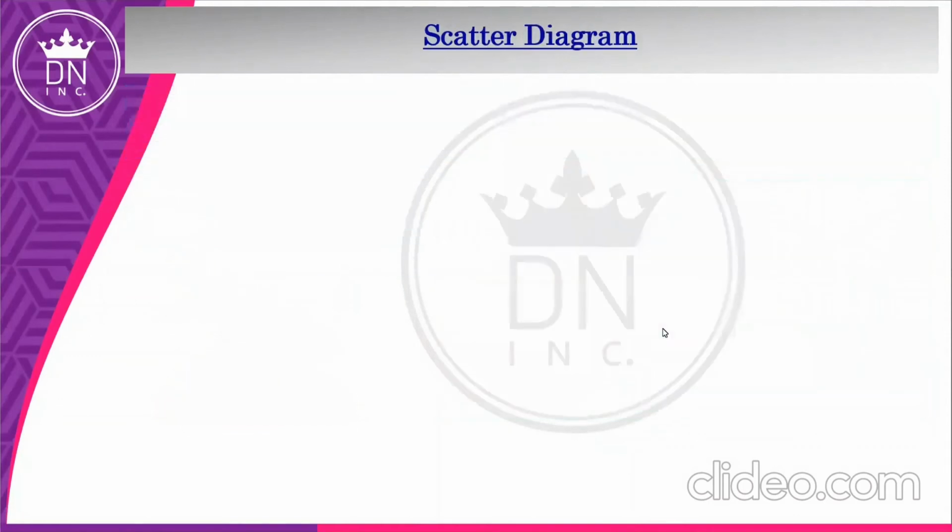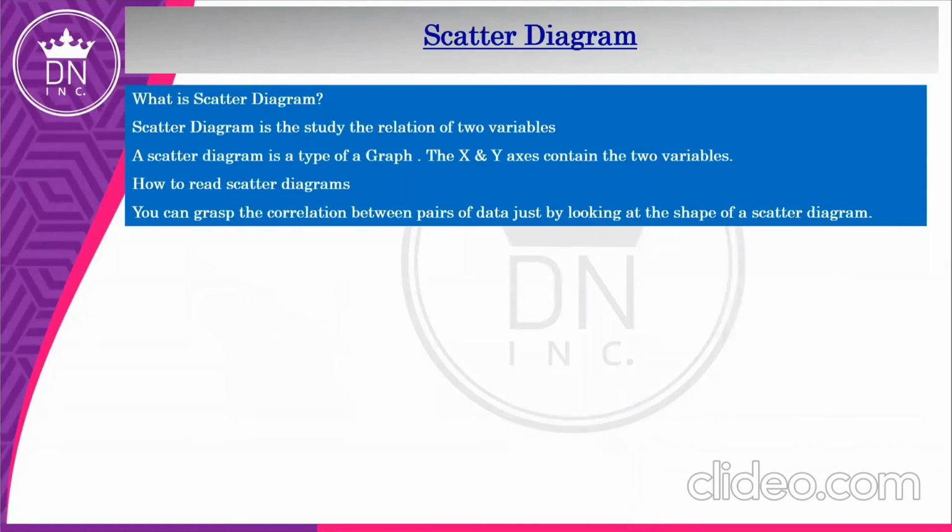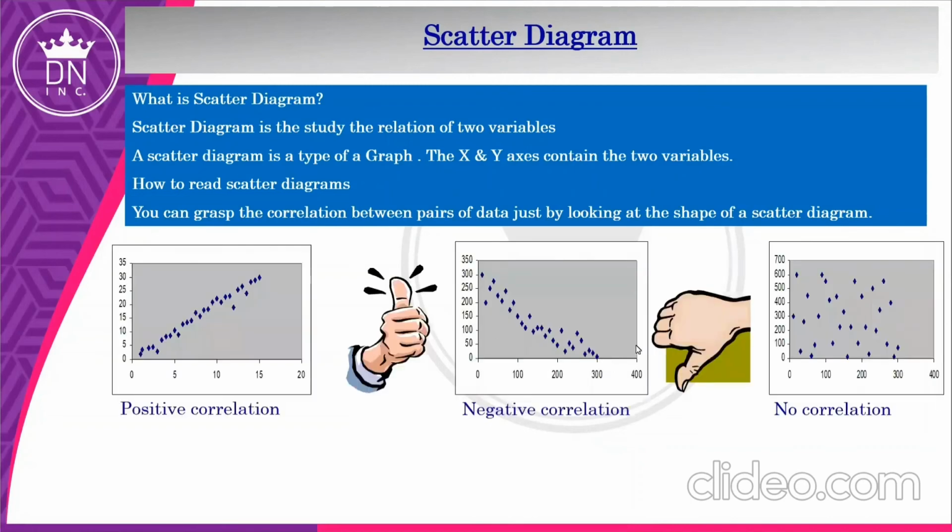The next tool is the scatter diagram. What is a scatter diagram? A scatter diagram studies the relation between two variables. Here I will show you the types of scatter diagram. In the first picture you can see positive correlation. The correlation between the two variables is positive. In the second diagram you can see negative correlation. The variables x and y have a negative correlation. In the third one there is no correlation.